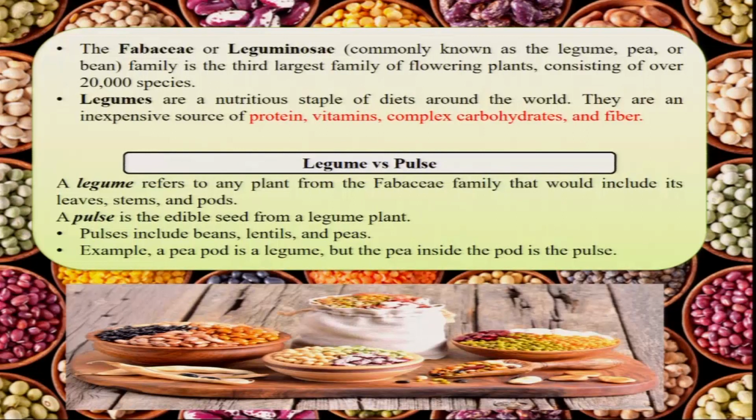So, what are the different types of pulses? We may use chickpea, pigeon pea, that is arhar, lentil, pea, and different other types such as mung bean, black gram, and different types of rice bean and others. These are all pulses and they also come under the Leguminosae, but there are certain crops which are legumes, but we do not consider them a pulse.